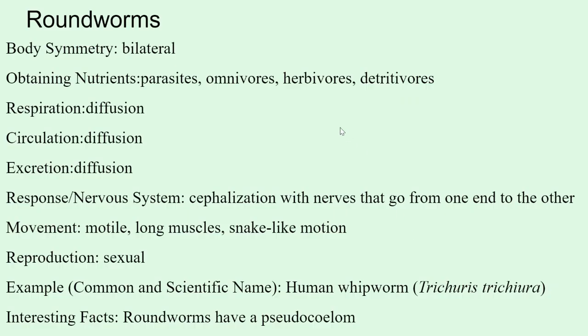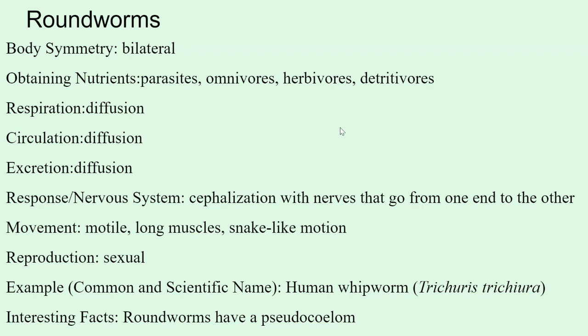Roundworms have bilateral symmetry, just like the flatworms did, and bilateral symmetry is the most complex type of symmetry. So we've gotten into more complex organisms when we're talking about flatworms and roundworms. These roundworms can be parasites, and a lot of them are parasites, but others can just be omnivores, herbivores, and detritivores. These guys have simple respiration, circulation, and excretion.